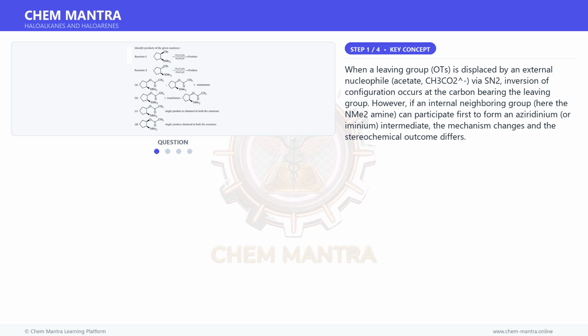When a leaving group, OTs, is displaced by an external nucleophile, acetate, CH3CO2-, via SN2, inversion of configuration occurs at the carbon bearing the leaving group. However, if an internal neighboring group, here the NMe2 amine, can participate first to form an aziridinium or iminium intermediate, the mechanism changes and the stereochemical outcome differs.